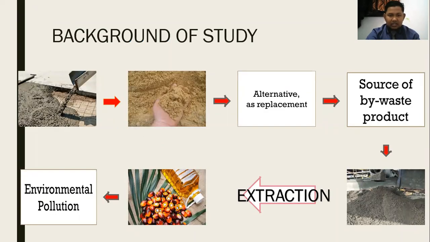For my background of study, we know that the important material to make concrete is sand. But sand is a natural resource, and at some point it will be depleted from our world. So as an alternative, in this study, we are trying to use a by-waste product as a sand replacement, which is POME, which we get from the extraction of palm oil, and we know that POME causes environmental pollution.